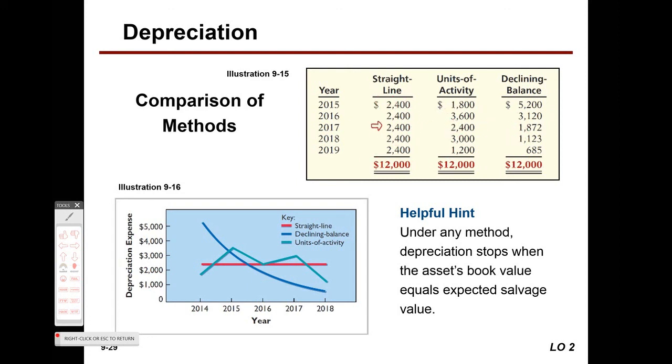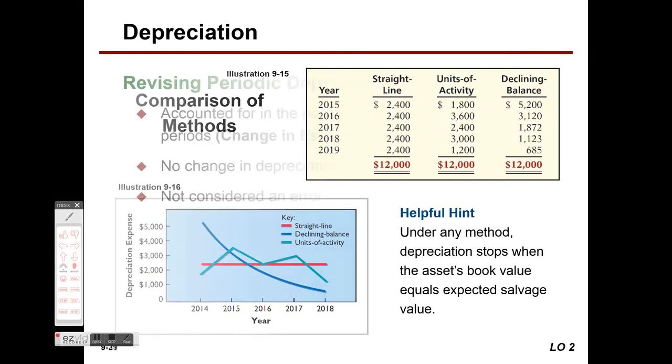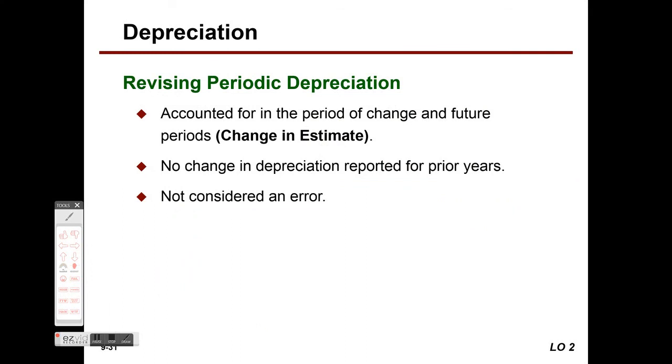All right. Management tends to favor straight line because it is predictable. You know what expenses are going to be, so there's less volatility as it relates to income. Sometimes you might see the use of a declining balance method because it more closely reflects the actual decline in value of an asset over time. All right?